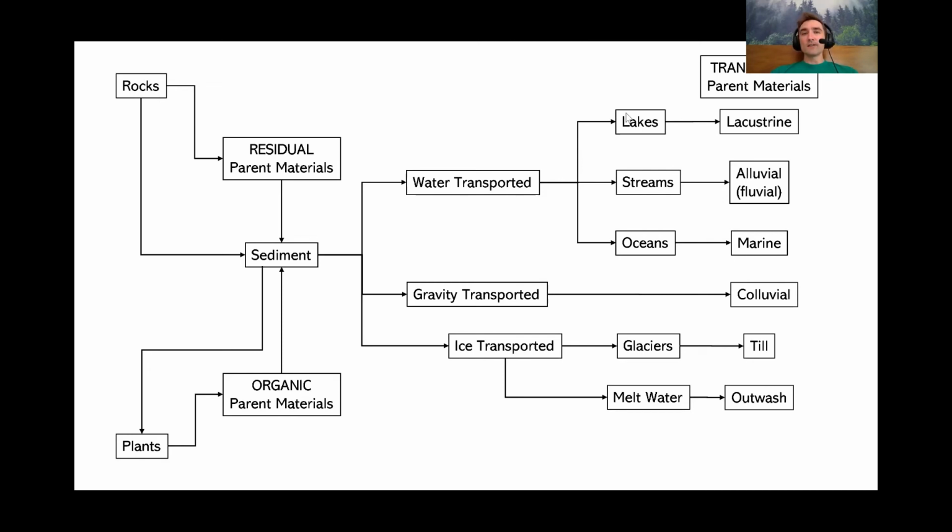The Sierra Nevadas, Yosemite Valley is one of the most famous glacially carved valleys. So a lot of the sediment that's deposited there can be considered to be glacial till. As the glaciers recede, they melt. And when the water is coming off of the glaciers, we still count that as part of the ice transported as opposed to the water transported. And so then that would be called glacial outwash.